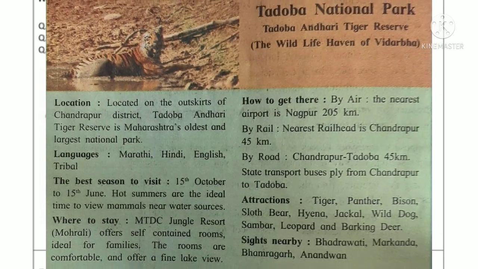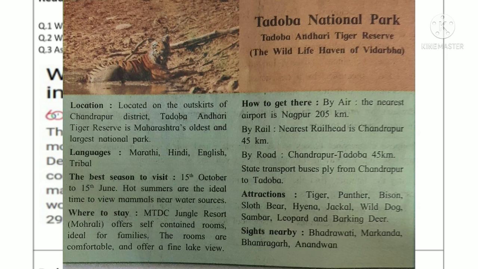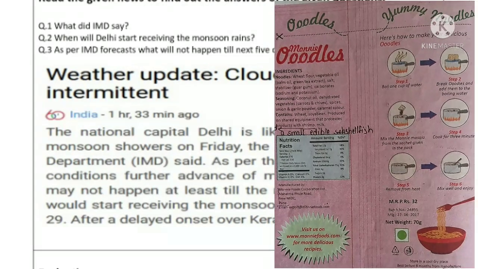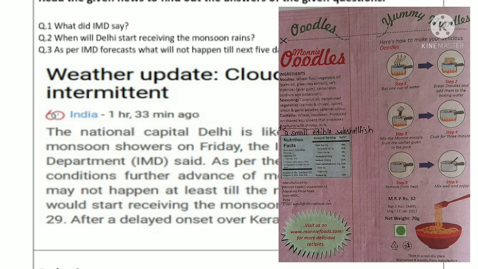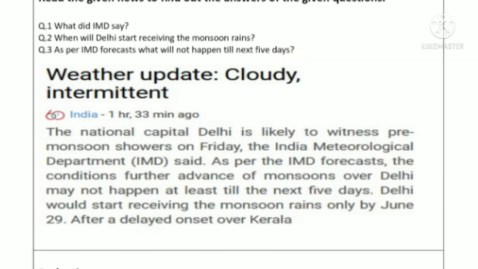There are many more such activities given in the standard 9th My English course book. So you should go through the activities and practice more.